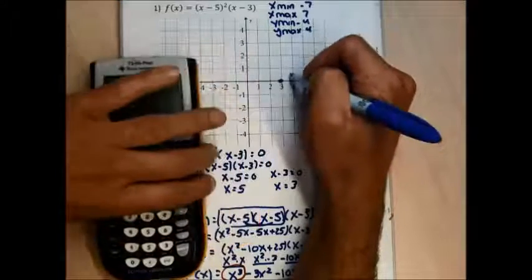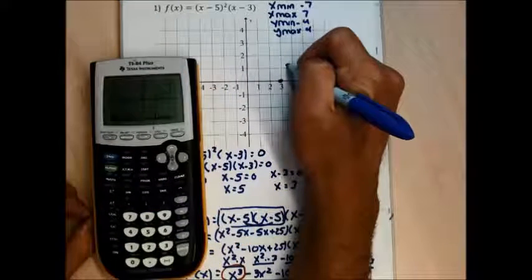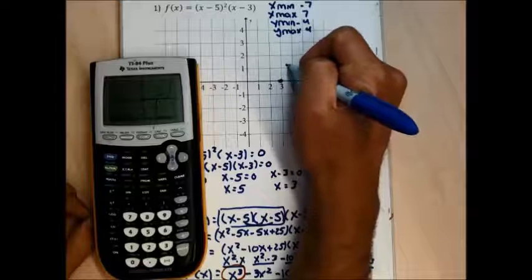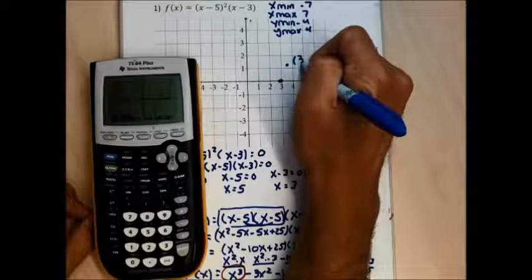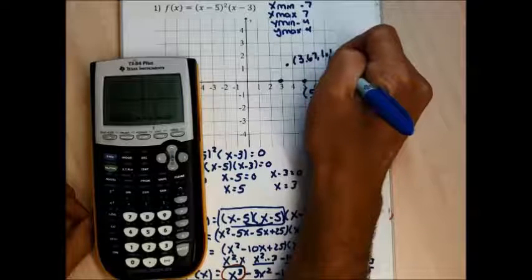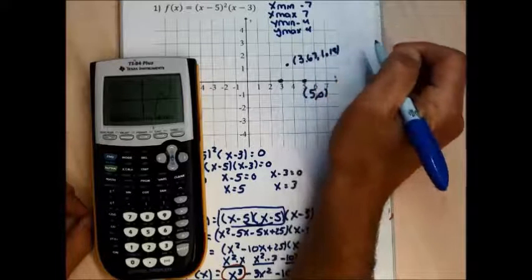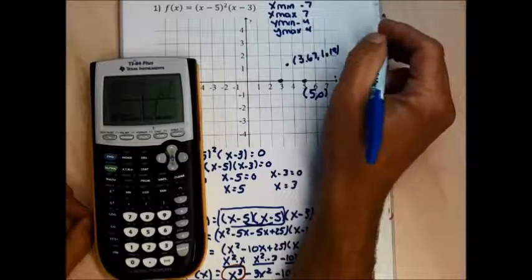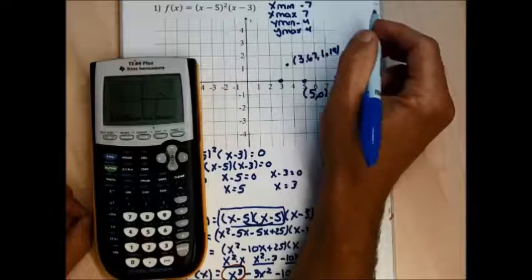So 3.67 and 1.19, maybe. 3.67, 1.19 is the turning point. I'm going to write that on the graph. On the test, you should do the same. Write the 2 decimal version of the turning point on your calculator. Now I'm going to copy the graph.